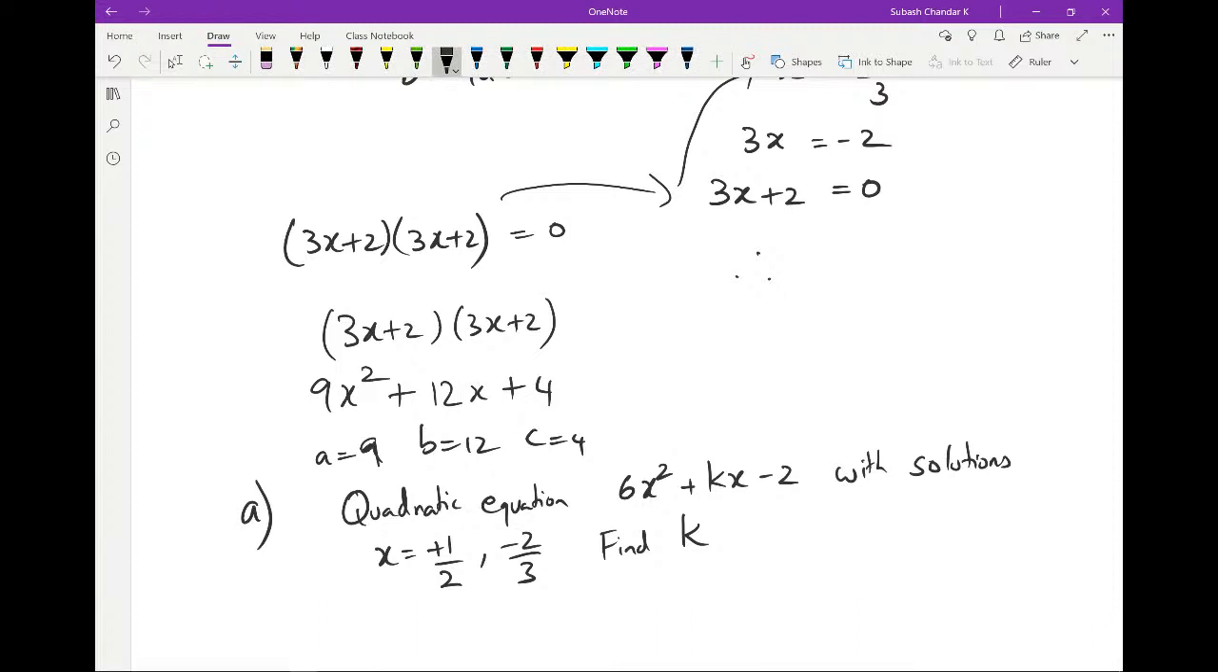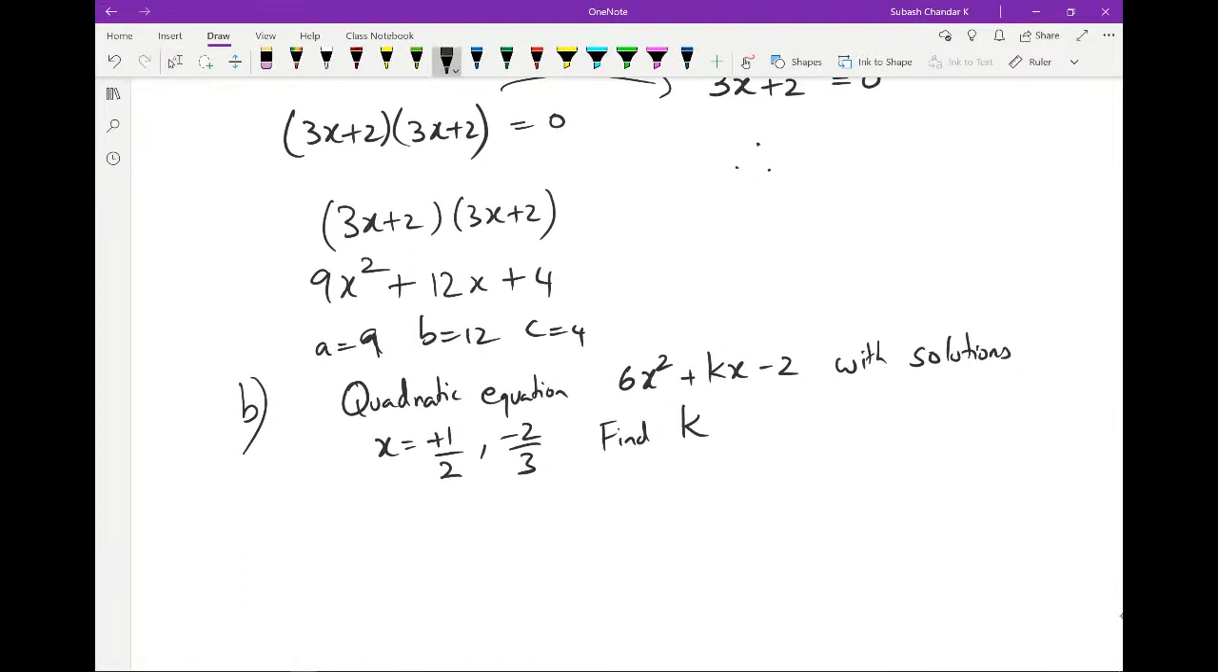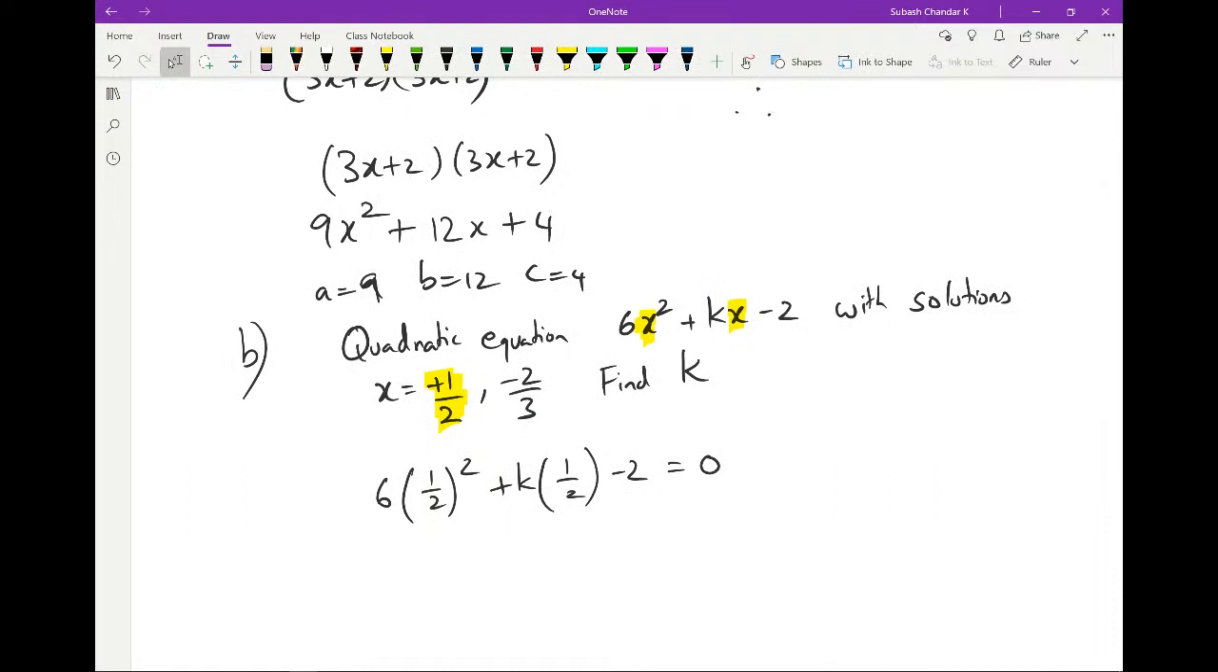Now as for this question, question b here, if you want to figure out k, what's the easiest way to do it is just substitute one of the values to where x is, and it has to equal 0. So what we're going to get is 6 times half squared plus k times half minus 2 should equal 0.